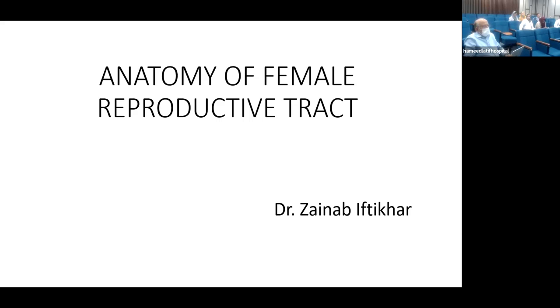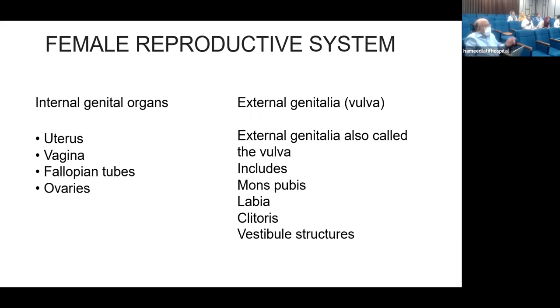The female reproductive system is divided into two parts, internal genital organs and the external genitalia. External genitalia is also called the vulva, and it includes the mons pubis, labia, clitoris, and the vestibular structures. And the internal genital organs are divided into the uterus, vagina, fallopian tubes, and ovaries.